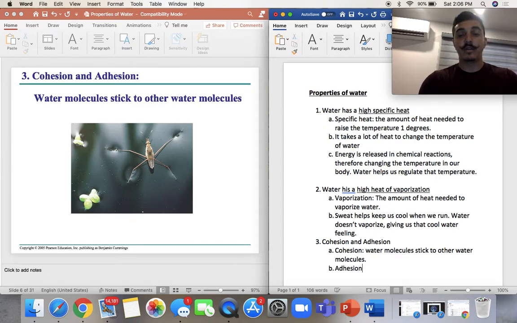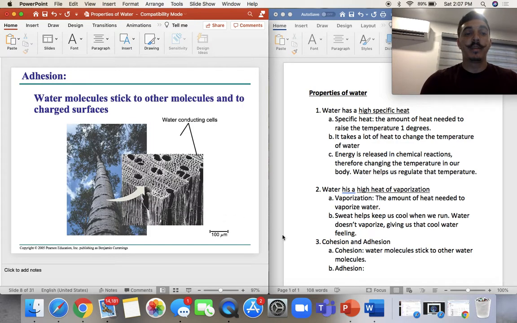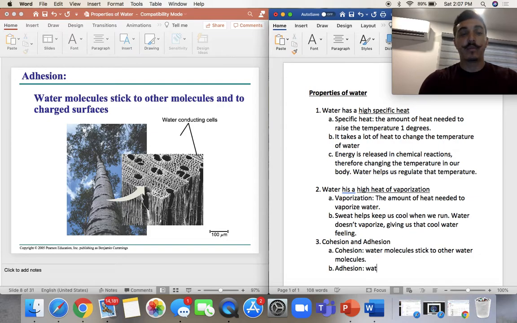And then adhesion. Water droplets are another example. Whenever there's water in the clouds, precipitation and all that, the fact that they can attach to each other and then fall off makes a water droplet. So these water droplets are examples of water being cohesive to each other. Then adhesion is very similar, but it's water molecules sticking to other molecules and to charged surfaces.